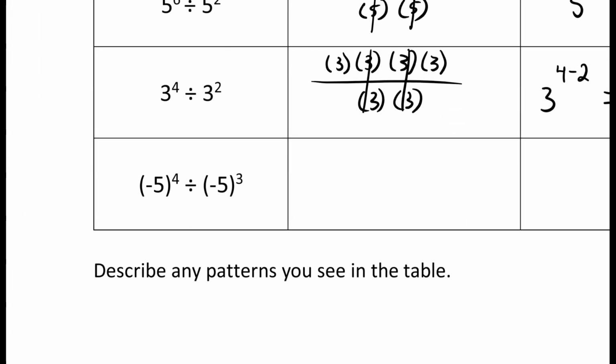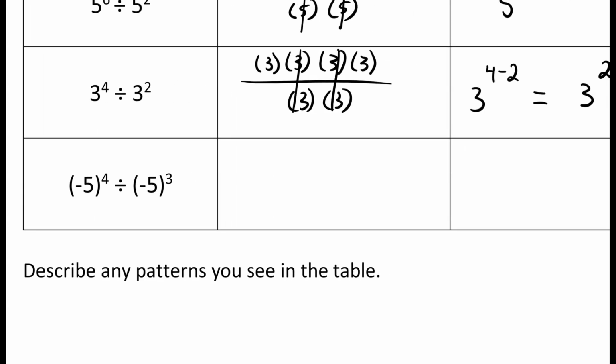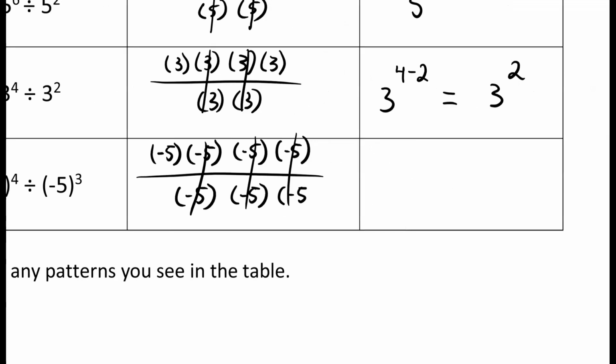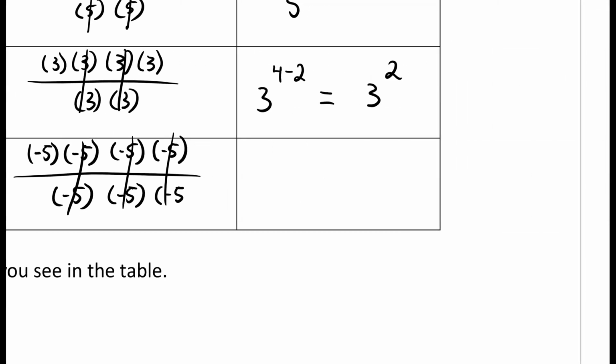For the third example, we have brackets involved, so remember to keep your brackets as you're writing this out. And we have negative 5 to the power of 4, so we have to write out negative 5 in brackets 4 times, divided by negative 5 to the power of 3, which we have to write out 3 times. You can cancel off, and you're left with negative 5, and it would be to the power of 1, or just negative 5.